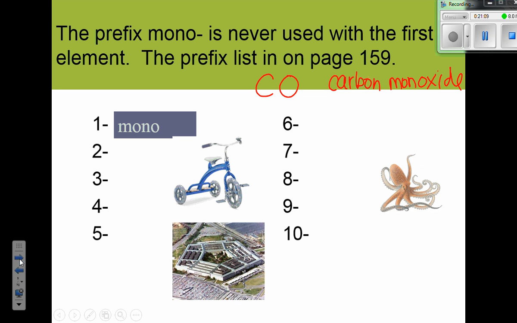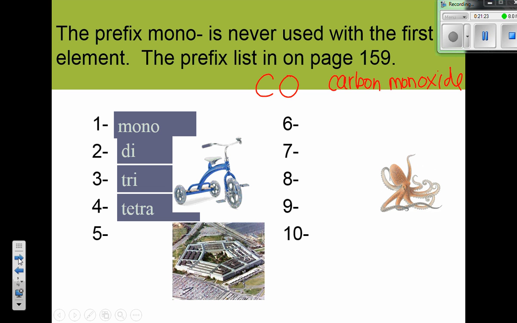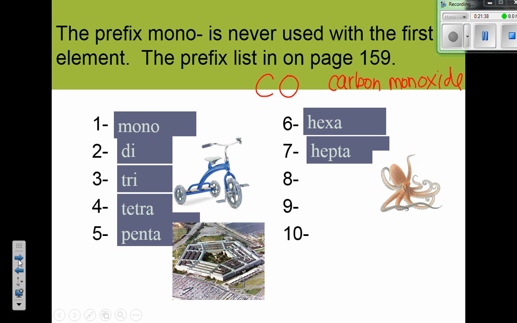Alright, so after mono we have two, which the prefix is di. What about for three? Tri. What about four? Tetra. What about five? Penta, like the pentagon. Penta is five. What about six? Hexa. Seven? Hepta. Octa. Nona. Deca.